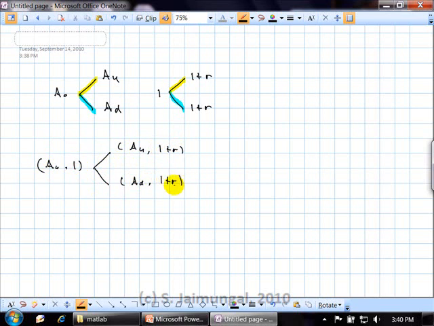Okay? You have a vector, A0 and 1, and either that vector changes to become AU and 1 plus R, or it changes to become AD and 1 plus R. Okay? So both diagrams are used to represent the same thing. Later on, we'll discuss combinations where we can have the crisscrossing things happening. But to do that, we need two-dimensional trees. For now, we're just sticking with the one-dimensional tree.